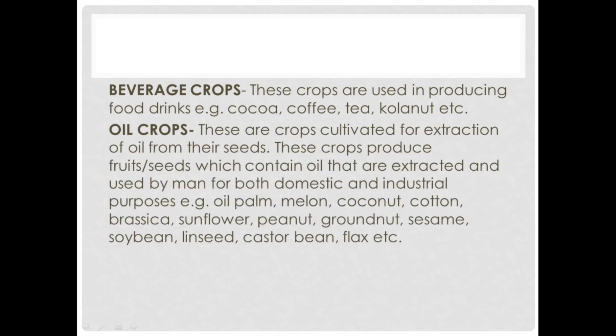Then next we have oil crops, and these are crops that are mainly grown because their seed is very rich in oil, and oil can be extracted from this seed. Common examples that we have in Zimbabwe: sunflowers, peanut, groundnut, and cotton. However, there are others such as castor bean and seeds from brassicas.